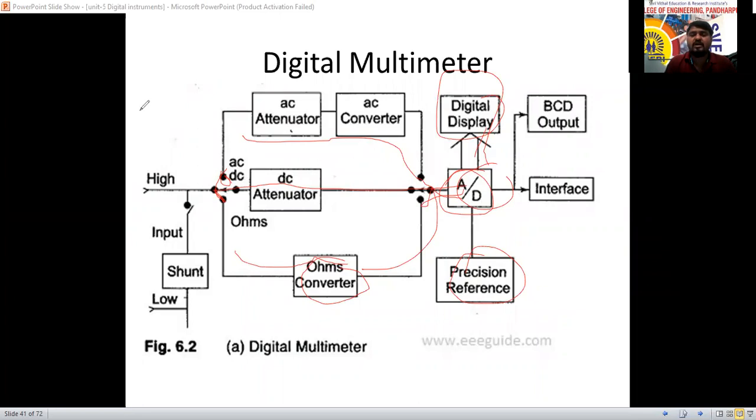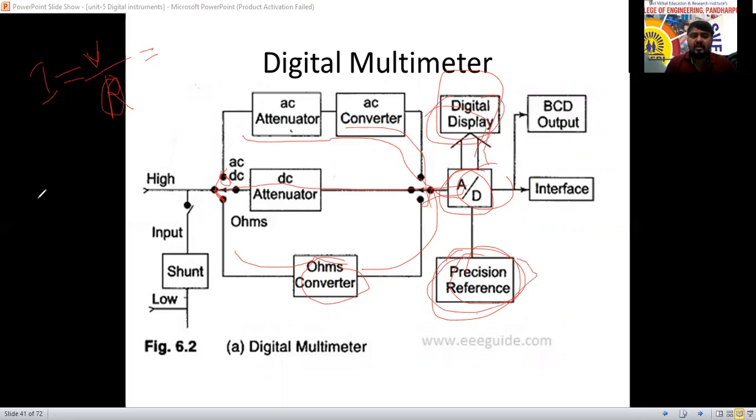Suppose we are going to measure the current over there. See here, voltage we have applied here now. So to measure the current, the precision reference will give the reference resistance value. Already the voltage value, AC voltage, is given here. So from the precision reference it will do V by R and give the current value here. The resistance value is taken from the precision reference here.